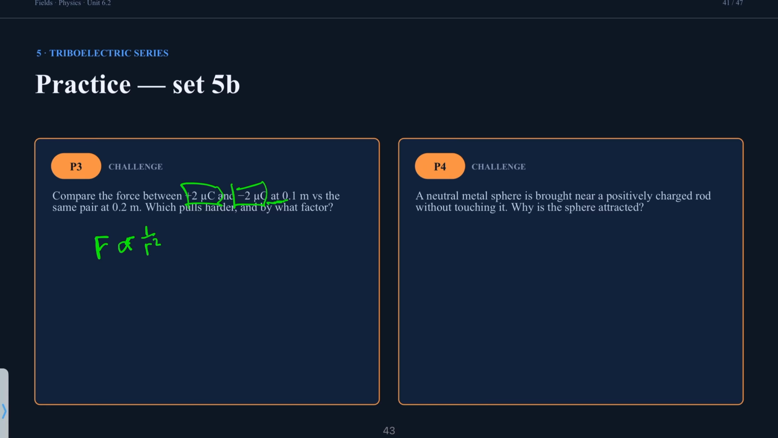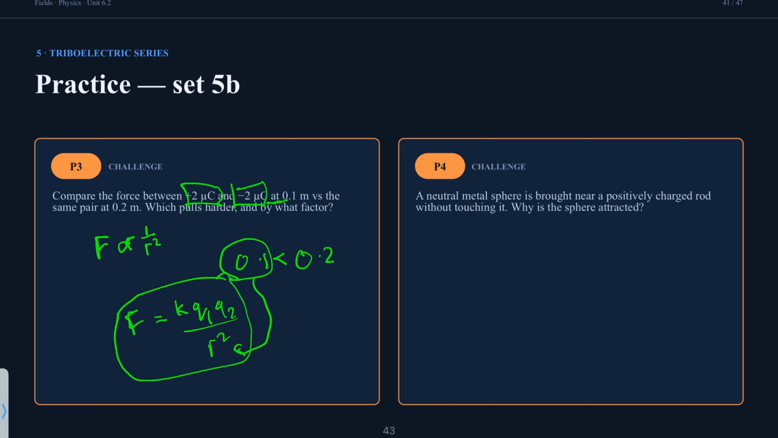Since 0.1 is less than 0.2, if you look at what it says here, kQ1Q2 over r squared, the force is going to be greater. The smaller the distance, the greater the force. The greater the distance, the weaker the force. So this one pulls harder, with more force. And by what factor?